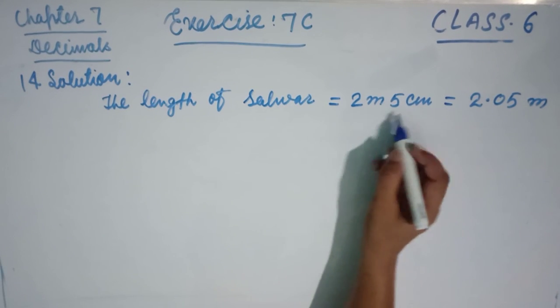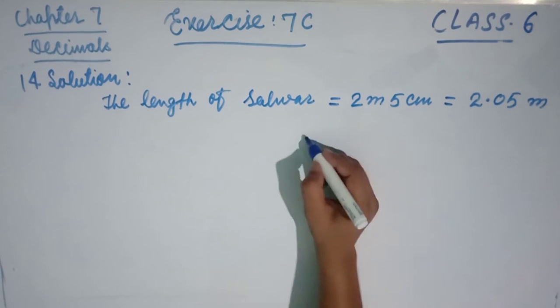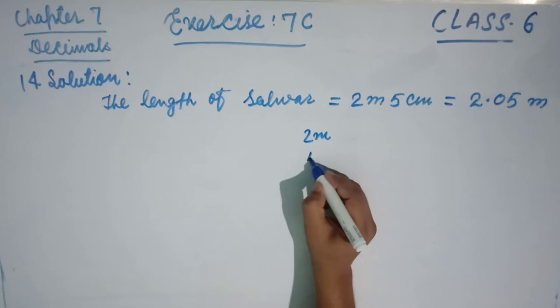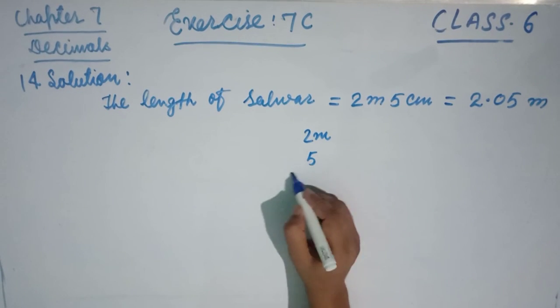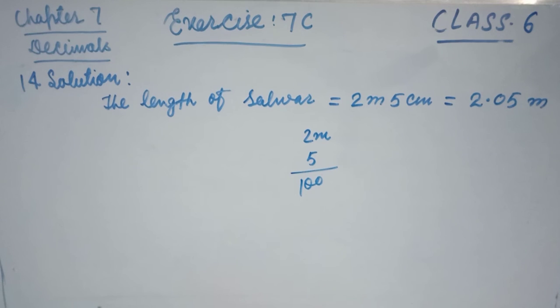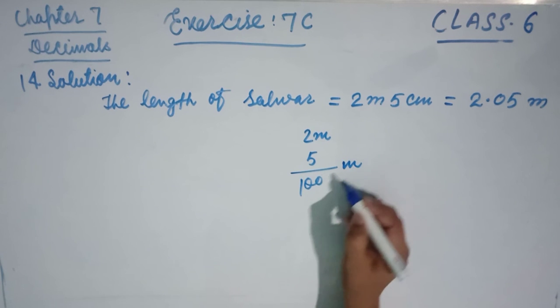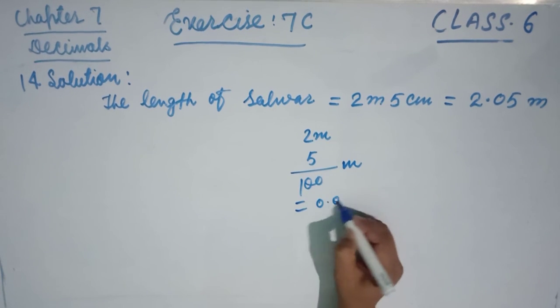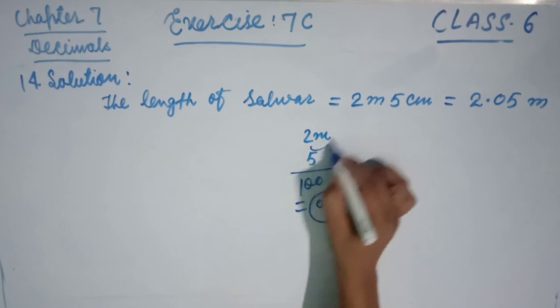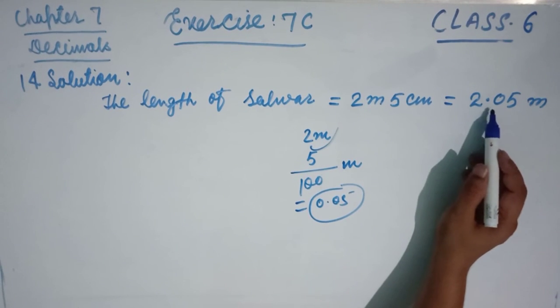This is the meter. If you write that in terms of only meter, then this is meter already. So this 5 can be changed into meter, means 5 divided by 100, because 1 meter is equal to 100 centimeter. This is why we divide. This becomes the meter, and this will give us 0.05. If we add 0.05 to this meter, we will get 2.05 meter.